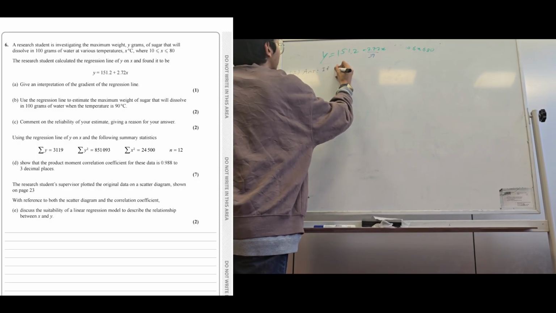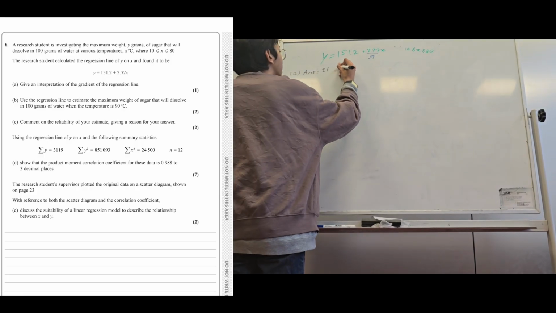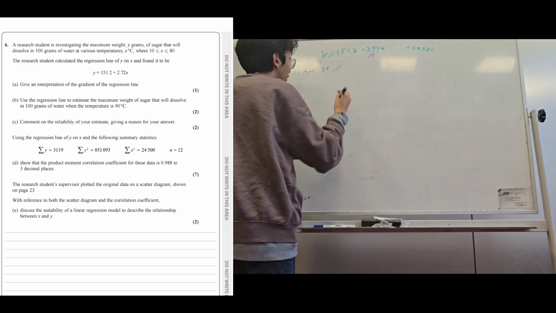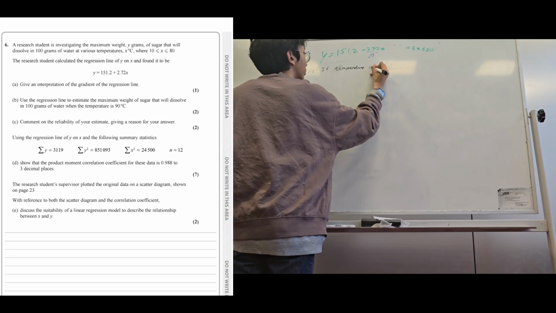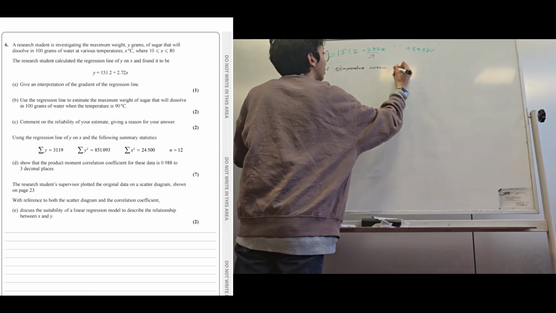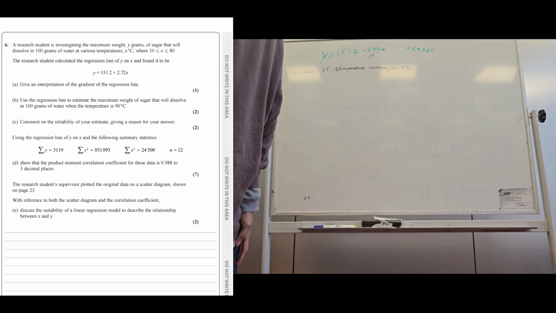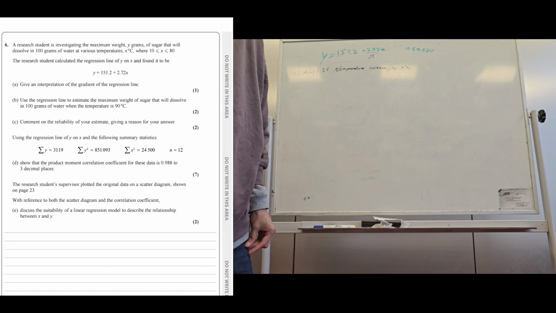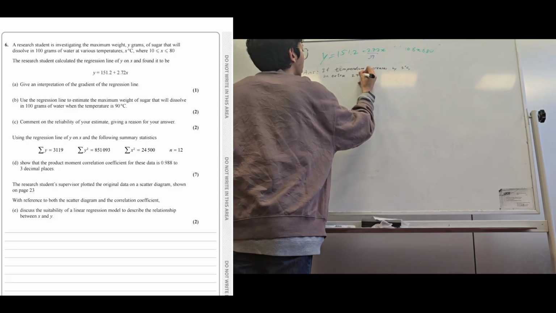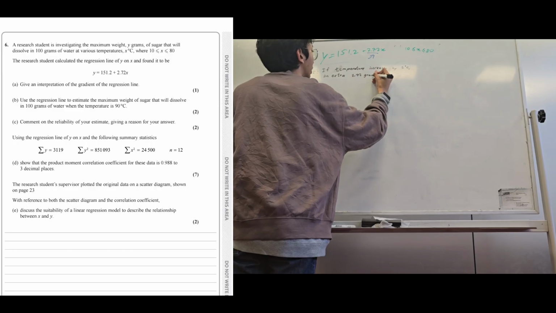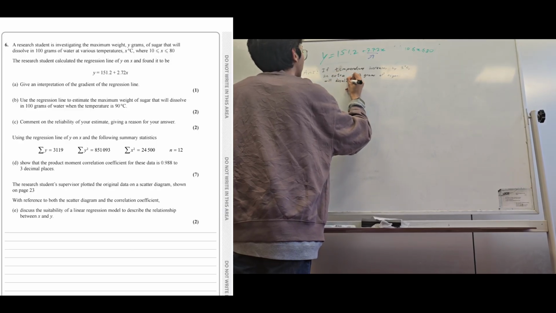if the temperature increases by 1 degree Celsius, then the amount of sugar dissolved will be increased by 2.72, or an extra 2.72 grams of sugar. There you go.